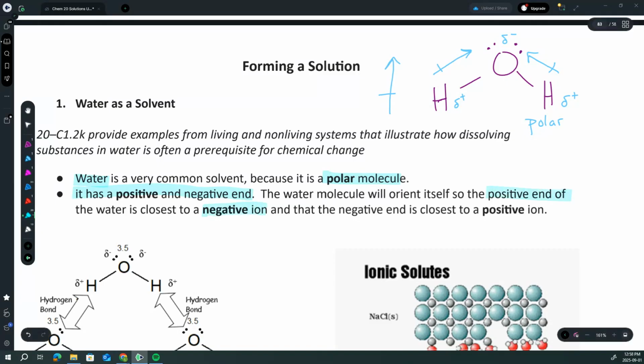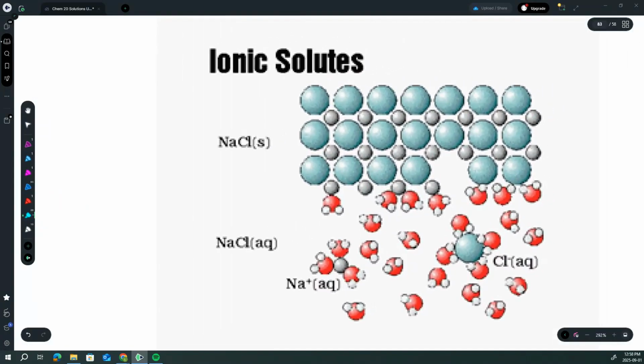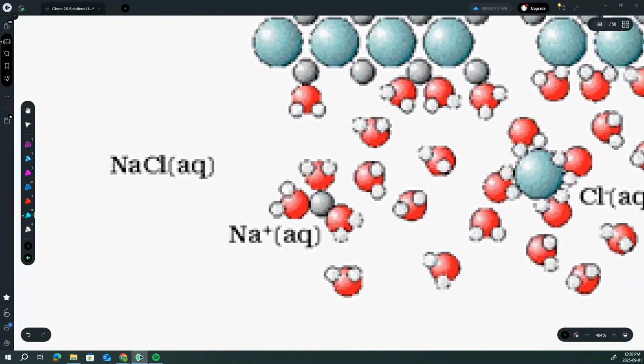Okay, and that's just because opposite charges attract, and the negative end of water is going to be closest to a positive ion, once again, if you're dissolving something that's an ionic compound. Okay, so here we've got a picture of sodium chloride being dissolved in water. Even though it's a little bit grainy here, this gray ball right here is going to be our sodium ion, so that's a cation, it's a positive ion.